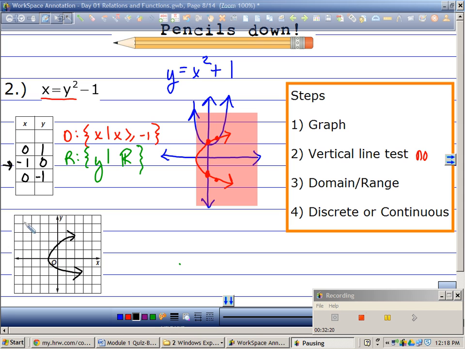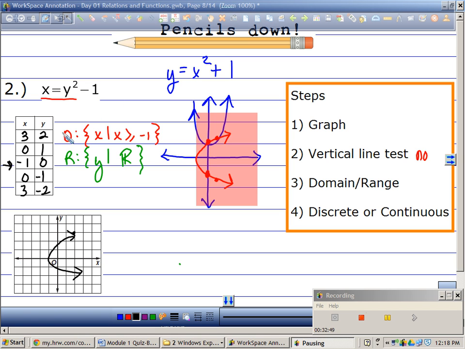Yeah, symmetric. What would be your next one for Y? 2. If I plug in 2 for Y, I'm going to get 3. So 2, 3. I almost hit that spot, right? So what if I plug in negative 2? What am I going to get? 3.